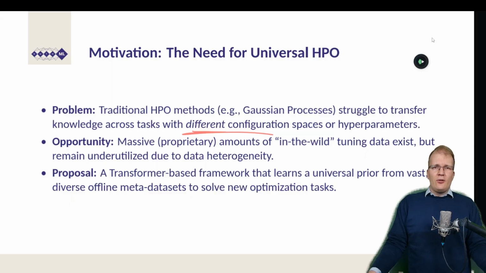The opportunity is to use massive, and in practice proprietary, amounts of in-the-wild tuning data. So for example, Google with Google Vizier has a service running, or other companies in addition to, I guess, Amazon and, I don't know, Preferred Networks with Optuna, maybe similarly have a lot of internal data on how optimization is done and how, for example, Bayesian optimization is applied. And so we can try to leverage these kinds of amounts of data. The proposal here was using a transformer-based framework that learns a universal prior from vast, diverse offline metadata sets to solve new optimization tasks.